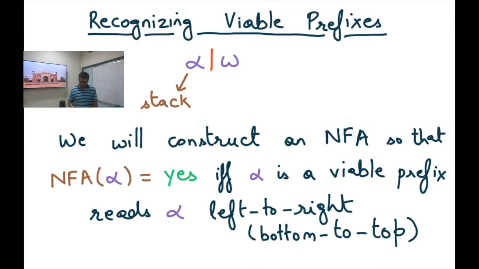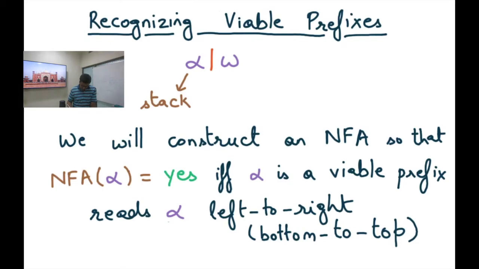And so to do that, we're going to today construct an NFA that is going to say yes if alpha is a viable prefix, and the way it's going to work, it's going to read alpha left to right, or bottom to top in the stack. And if it says yes, then it is a viable prefix, and if it says no, then it is not a viable prefix. Recall that if it is a viable prefix, then we have hope in our shift reduce parser to be able to reduce to the start symbol eventually. But if it's not a viable prefix, then we have no hope. And so this can be a good test on whether we should shift or reduce in any state of our shift reduce parser.